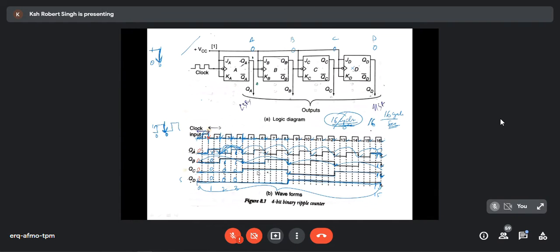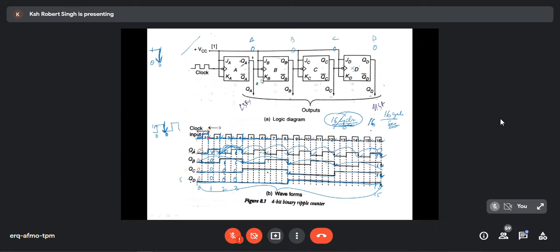The name is not given here. The name is ripple counter, and this is a 4-bit ripple counter. If it is 4-bit, it is quite obvious that it can go up to 1111, that means 15. It can go from 0 to 15. If I have only 3 flip-flops here, then obviously I can count up to 7, that is 111. So 0 to 7 means 8 different states.